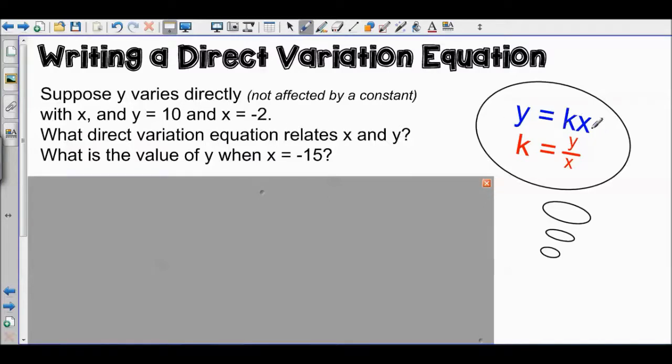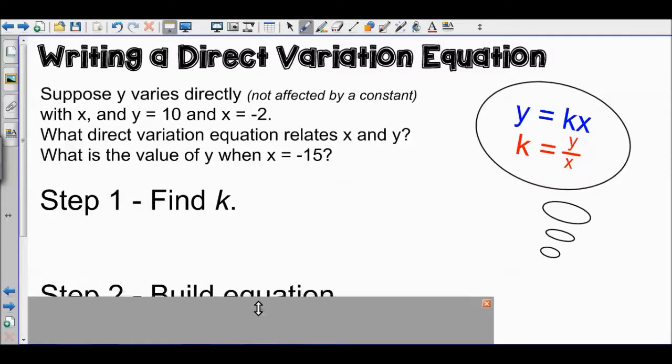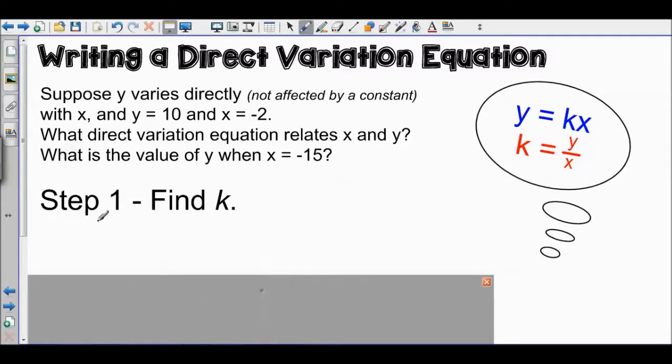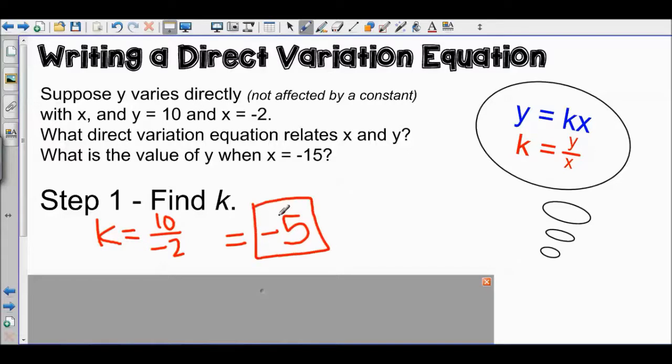So I need to set it up into this form. I need to figure out what k is. To find k, I'm going to divide the y value by the x value. So the first step is to find k. K is equal to the y value, 10, over the x value, negative 2. Now I can clean that up. 10 divided by negative 2 is negative 5. So that's my k value, negative 5.